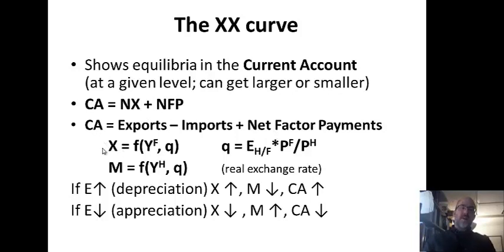Now, one really important thing to learn in international finance class are these equations. X is a function of foreign income and what we call the real exchange rate. M, imports, is a function of home income and the real exchange rate. Now we're going to assume right now that prices aren't changing, and then these just become one. Just assume that this isn't a factor, in which case we can say that imports and exports are a function of the nominal exchange rate, which we've been working with.